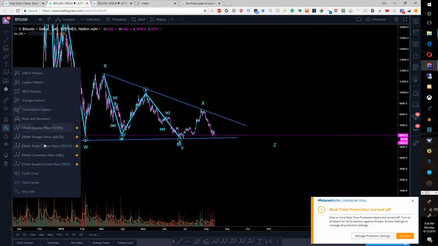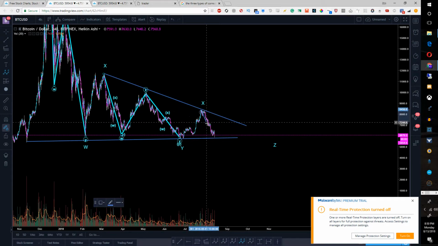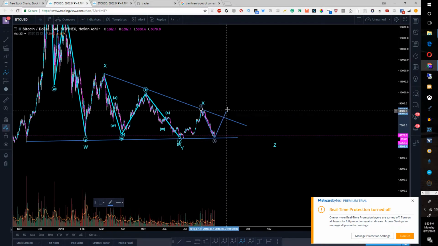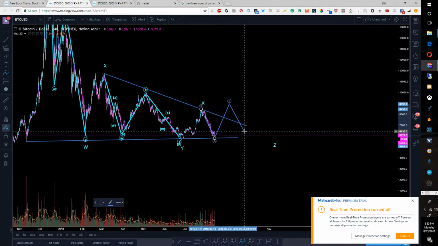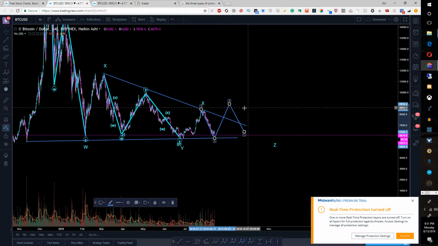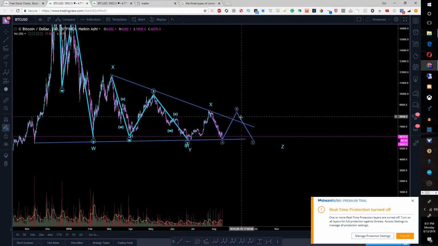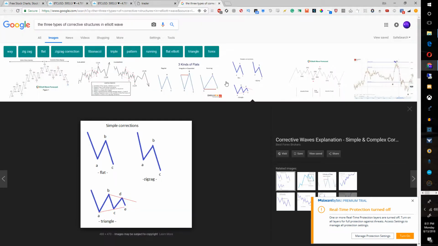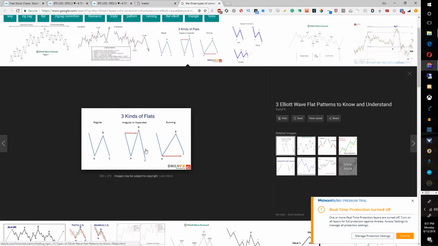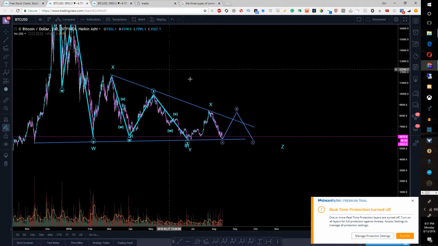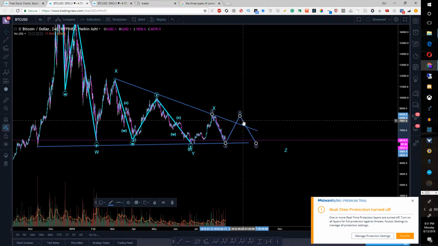So it could either be A, B, C like that, or it could be A, B, C just like that. Because there are different types of flats like this, exactly, and so it could be like that.